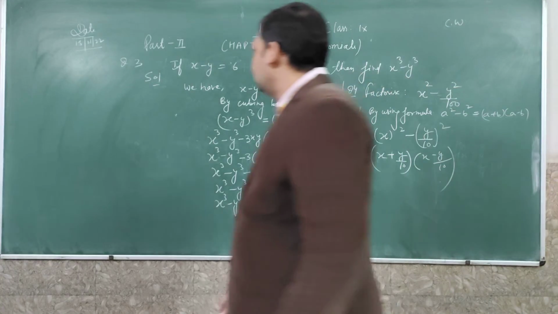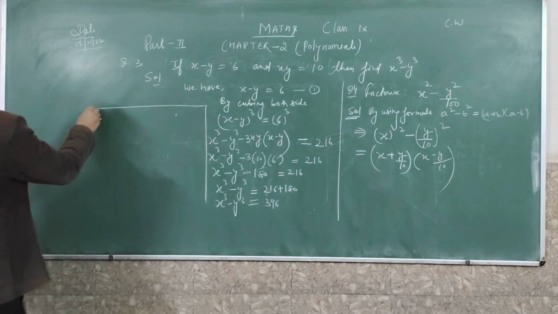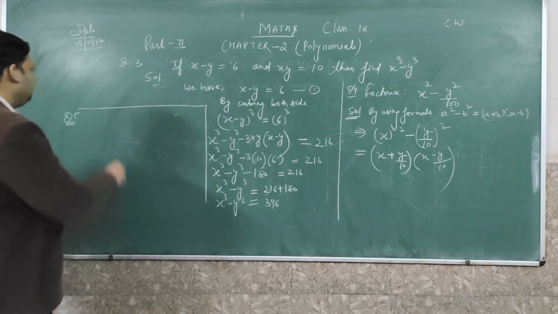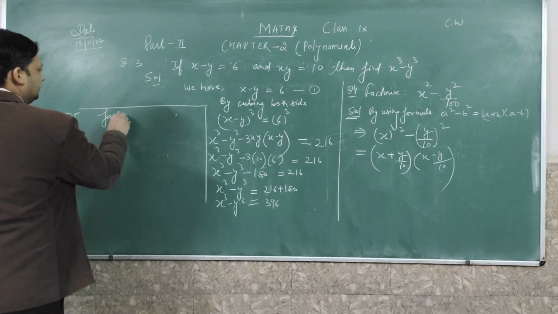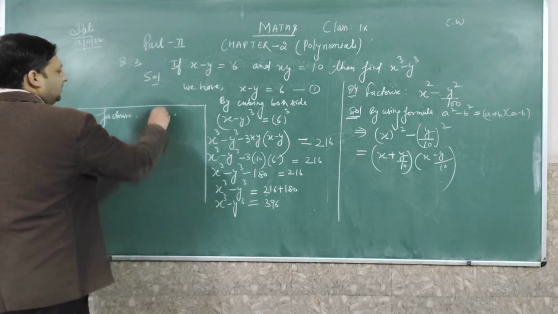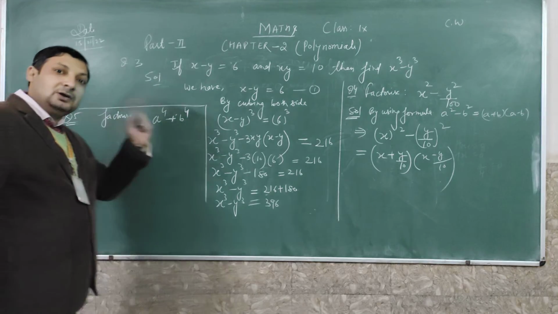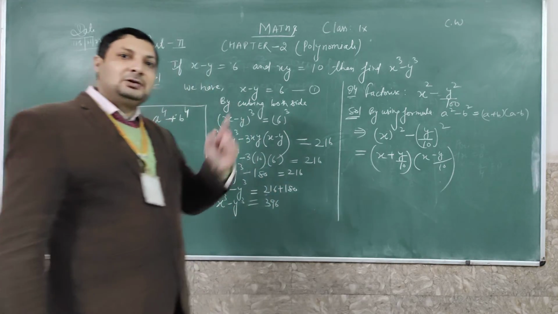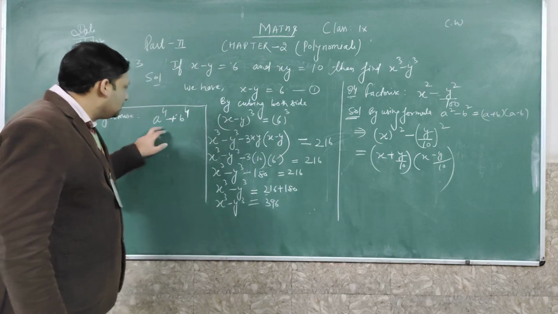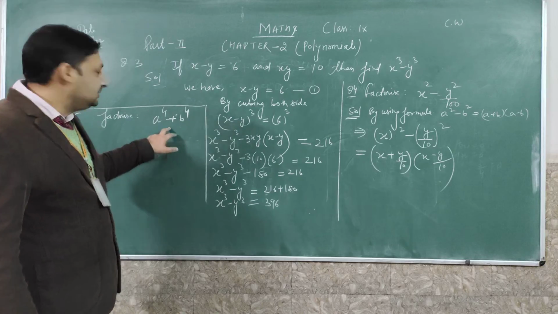Now we will see one more question, that is question number 5. Again we will take some typical question now. Factorize a power 4 plus b power 4. It is a high order thinking question. Right, typical question. By just looking at the question you can guess, first we have to think, we have to pre-plan which formula we will use.